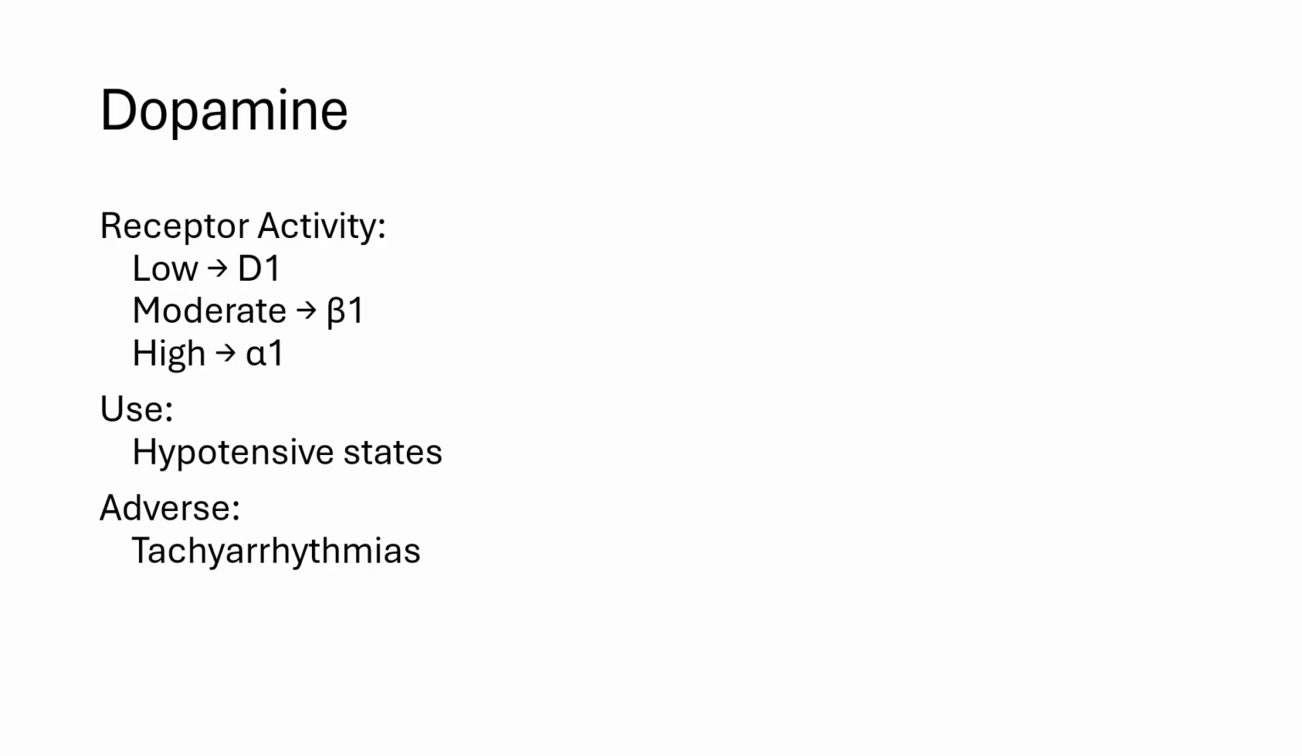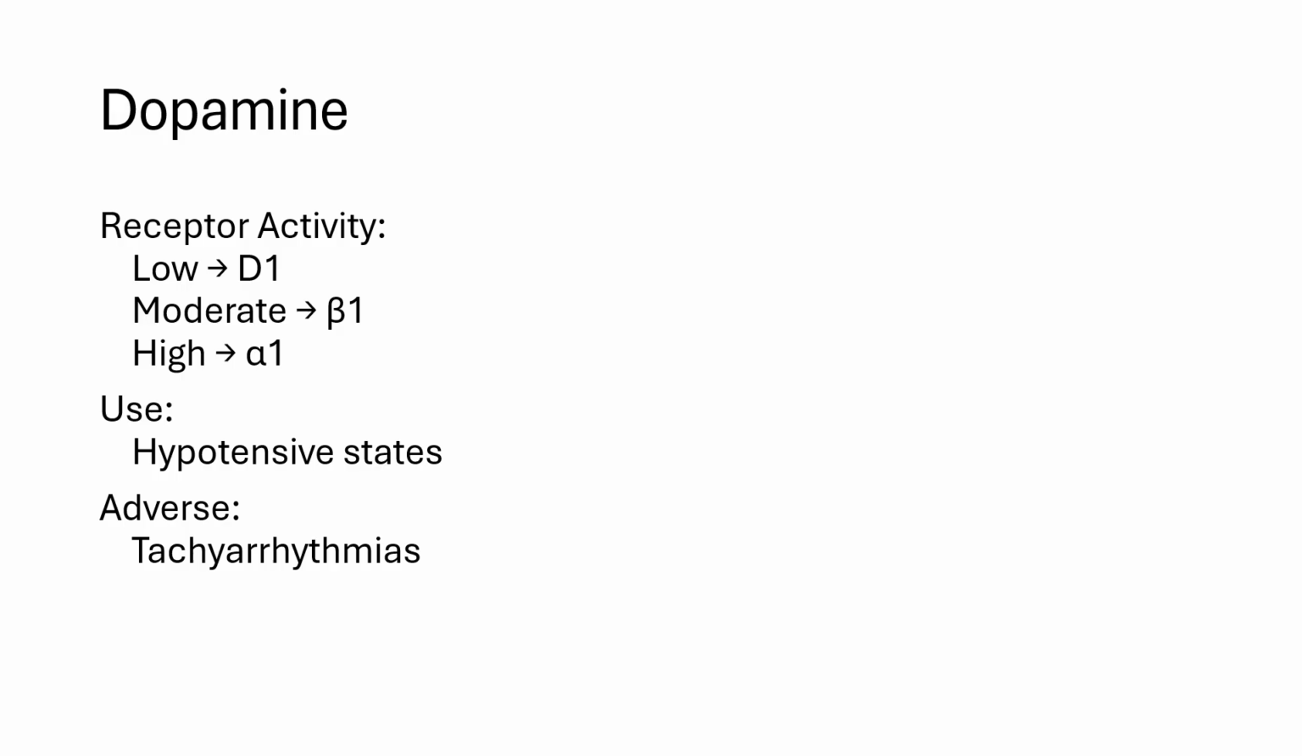So dopamine is a classic example of dose-dependent receptor selectivity. At low doses, dopamine primarily stimulates D1 receptors, which cause renal vasodilation. Historically, this was thought to improve renal perfusion, although its clinical utility for renal protection has not been supported in the outcome data. At moderate doses, dopamine stimulates beta-1 receptors. So this is going to increase heart rate and contractility, thereby increasing cardiac output.